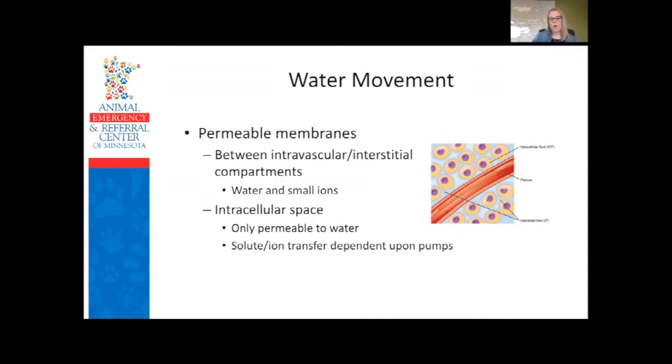So when we think about water movement between these compartments, there are permeable membranes that water can flow through. Between the intravascular and interstitial compartments, these membranes are freely permeable to water and small ions, so things can move back and forth at will. The intracellular space is separated by a membrane that is only permeable to water, so water is the only thing that can flow back and forth readily, and transfer of solutes and ions into and out of that intracellular space is dependent upon the presence of ion pumps and ion channels that we are not going to spend any time talking about because nobody really wants that information, but they exist.